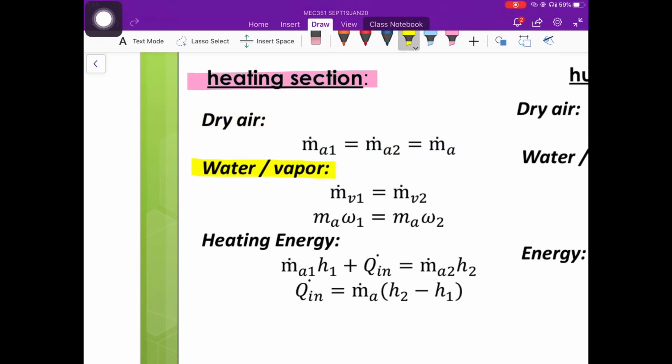For the mass balance for the water vapor, we know that the mass flow rate of the water vapor at state 1 is equal to the mass flow rate of the water vapor at state 2. Since the specific humidity is equal to the mass flow rate of the water vapor divided by the mass flow rate of the dry air, we can substitute this expression into the mass balance of the water vapor. Therefore, we get this expression. Note that the specific humidity at state 1 will be equal to the specific humidity at state 2.